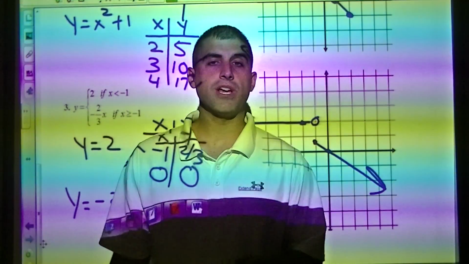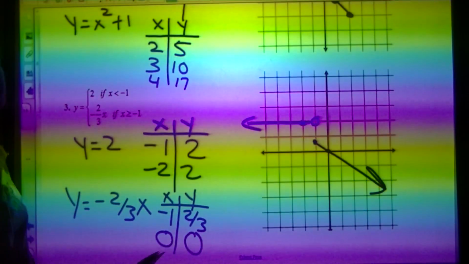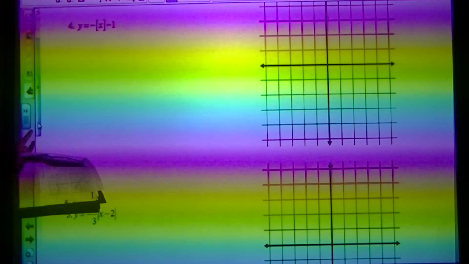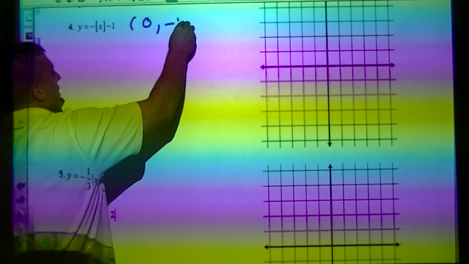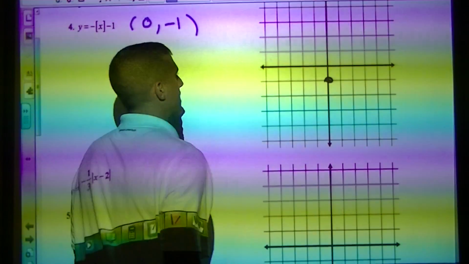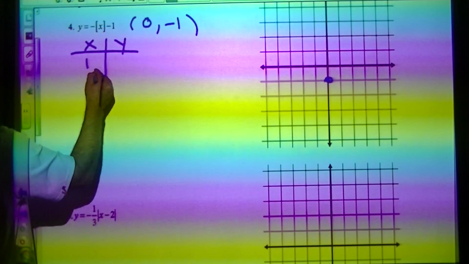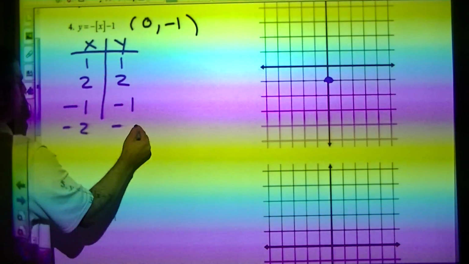Okay, this is a continuation of the Advanced Math Chapter 2 review. We'll go ahead and go to the next page. Graph each function. Once again, we're back to the step function. All right, I know my anchor point here is (0, -1). So there's my point there. My base points are (1, 1), (2, 2), (-1, -1), (-2, -2).